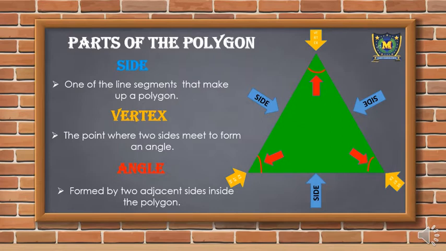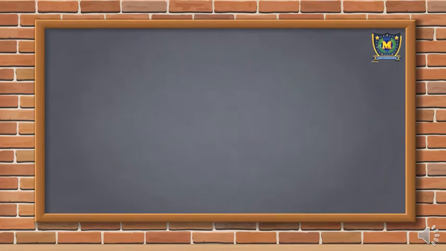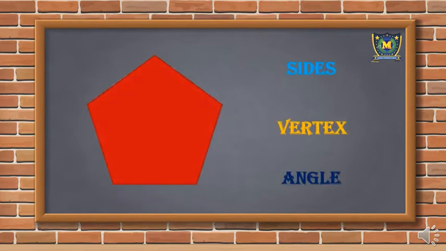So, these are the parts of the polygon, the side, vertex, and angle. And now, let's have another example. Let's have a shape, regular pentagon. Now, let's locate the side, vertex, and the angle, and let's count how many sides, vertices, and angles a regular pentagon has. Okay, let's start on the side. A regular pentagon has 1, 2, 3, 4, 5. Now, a regular pentagon has 5 sides.